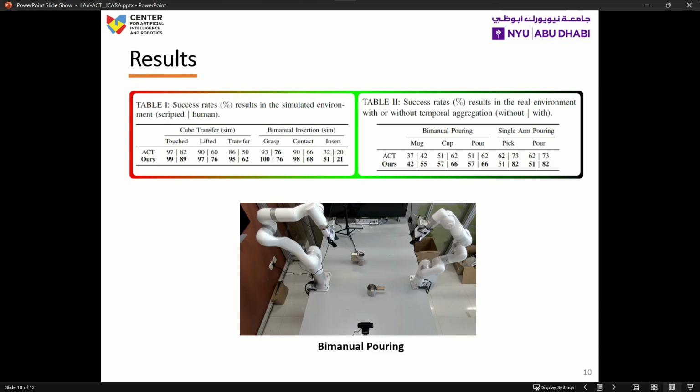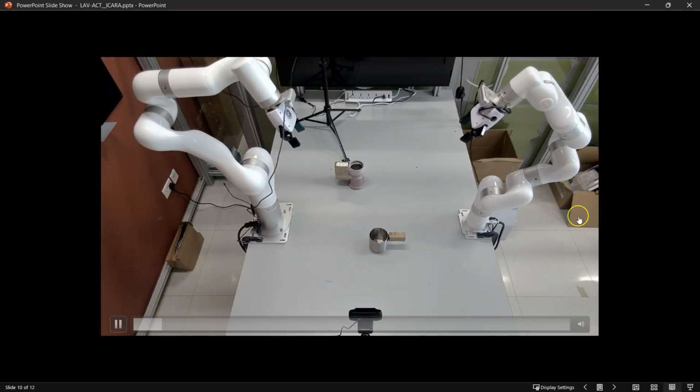In the bimanual pouring task, our model achieves higher success rates, with improvements of up to 13%, as seen in the lifting substage. We also tested both the models on single arm pouring. Our method increases the success rate by 9% in both pick and pour substages to 80%, compared to 70% when using the temporal aggregation. So now let's look at the video demonstration of the bimanual pouring.